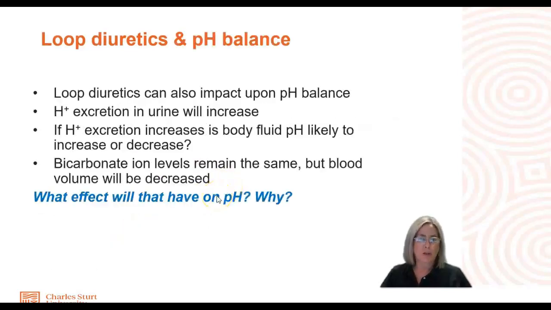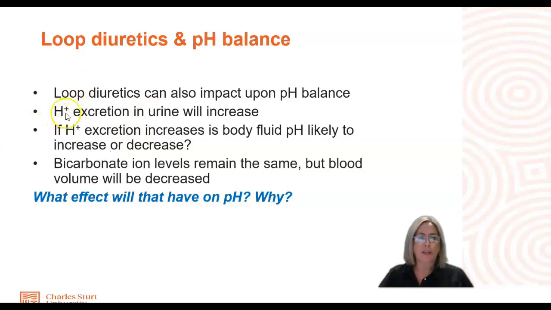Now, loop diuretics can also impact upon pH balance. A loop diuretic will cause an increase in free hydrogen secretion into the urine. If free hydrogen excretion increases, is body fluid pH likely to increase or decrease? And remember that bicarbonate ion levels will remain the same, but blood volume will be decreased. So the question here is, what effect will that have on pH and why?